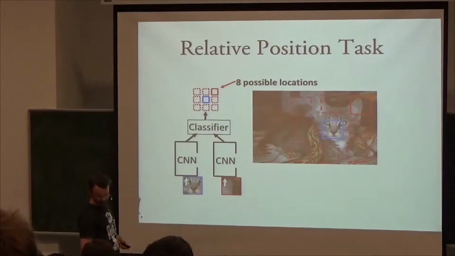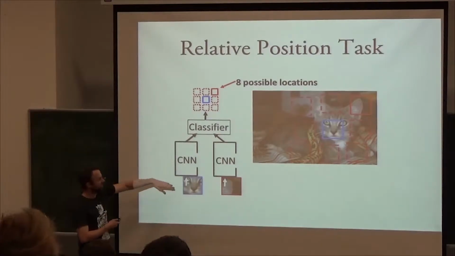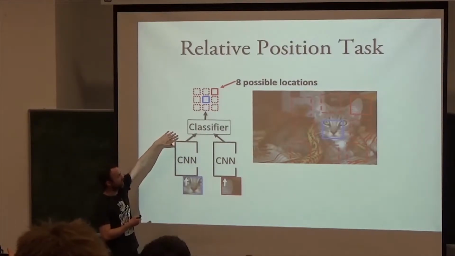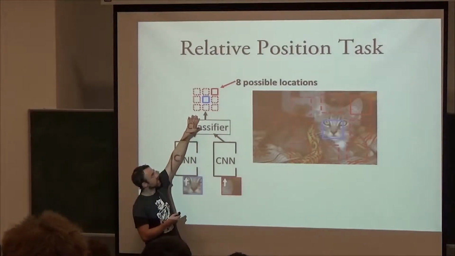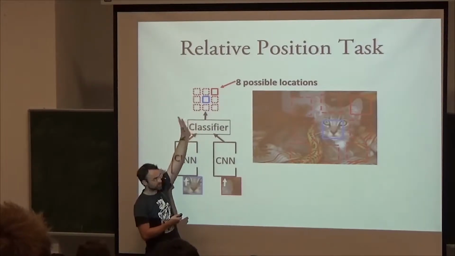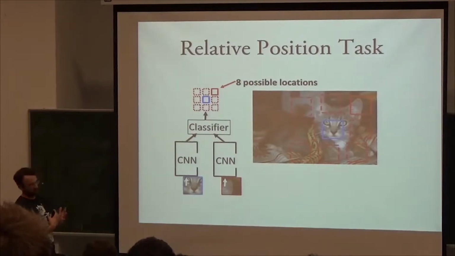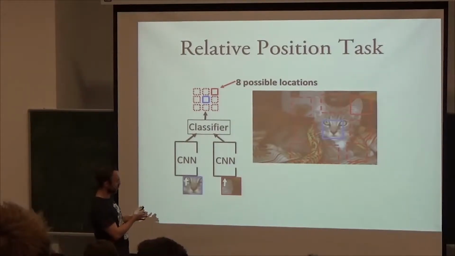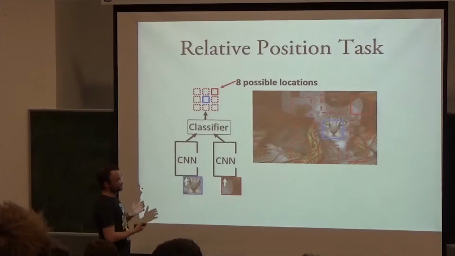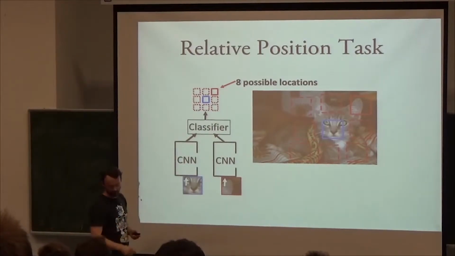My slides will work again. And then what's going to happen is you're going to pass these through your favorite ConvNet, and this network is just going to try and predict a discrete label, which is which one of the 8 positions you are in. So the idea is that if you understand the semantics of objects, you should be able to solve this problem. You can just figure out the relative positions of these two patches.